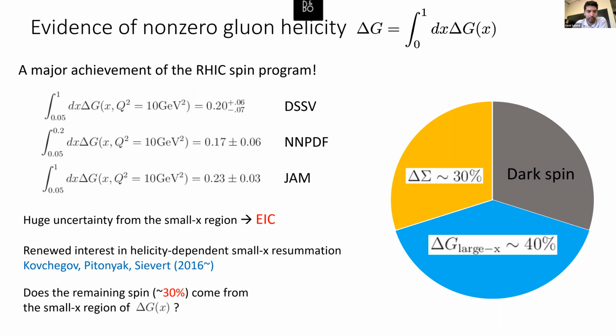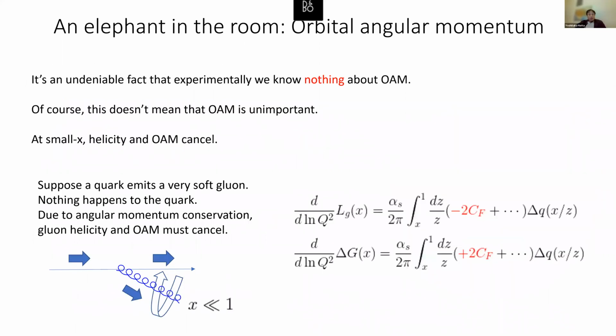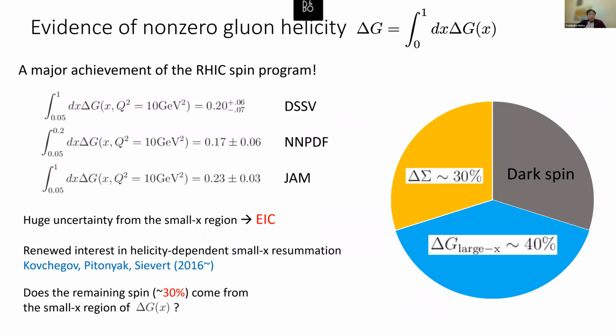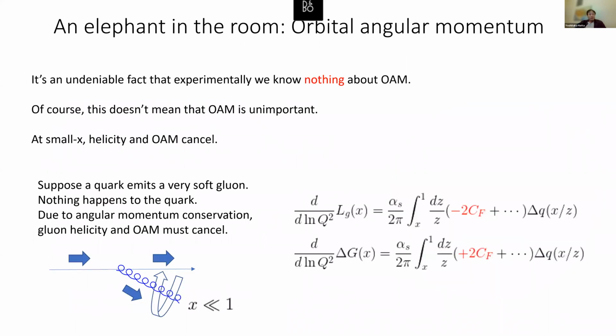Okay, thank you. All right, so as I said, maybe the naive expectation is that the remaining 30% of the spin may simply come from the x less than 0.05 region in this delta G. But that's not the case, because we are forgetting something very important. There is actually an elephant in the room, and that's the orbital angular momentum.